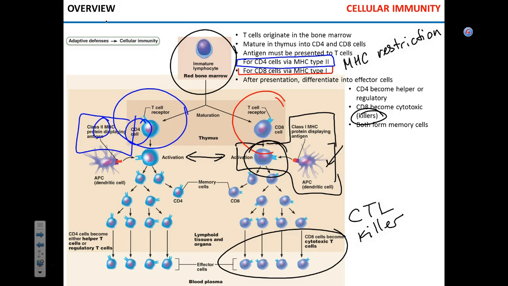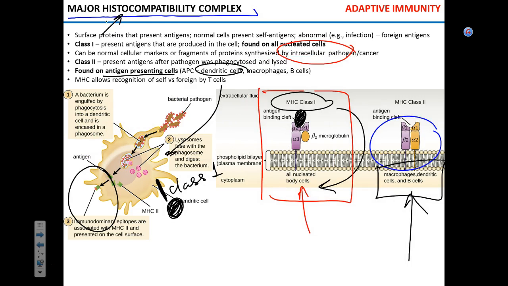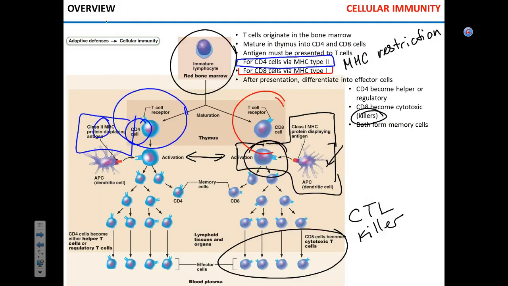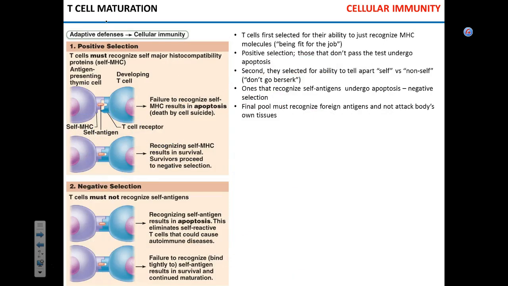Well, CD4 cells can only recognize the antigen presented by MHC class 2, which is found on a very limited number of cells. Macrophages, dendritic cells, and B cells. So what do these cells do when they are presented with an antigen? Well, it turns out that CD4 cells, after the activation, differentiate into helper or regulatory T cells. So they don't kill. They help other cells. Does that make sense?